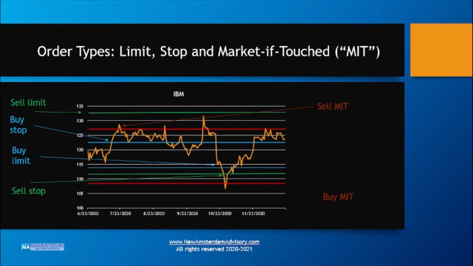So here you have it. These are the three order types, the six combinations of order type and buy and sell, and how they play out in a specific market example.